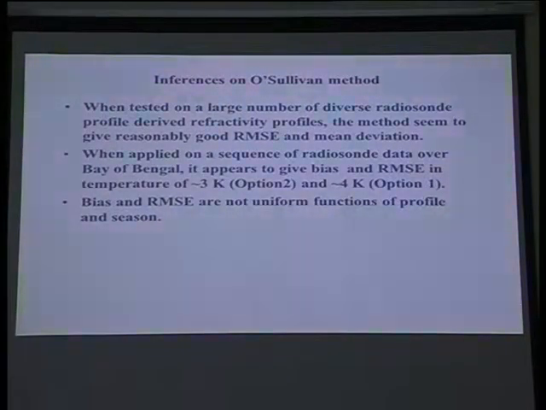In radiosonde data we can try both the options. Option 2 gave a 3 Kelvin error, and in option 1 a 4 Kelvin warm bias was there. So it shows that bias and RMSE are not uniform functions of profile and season in this method.